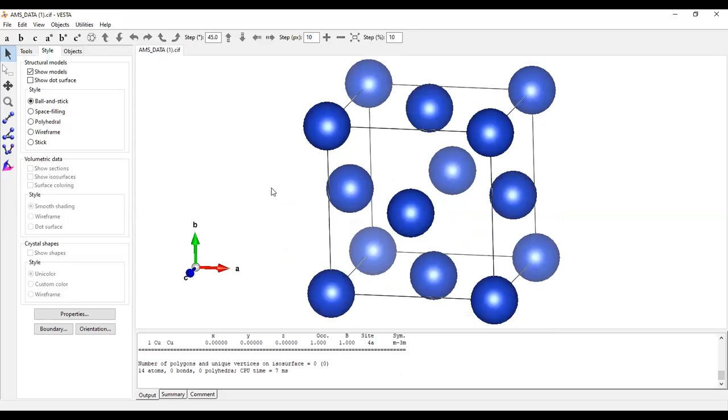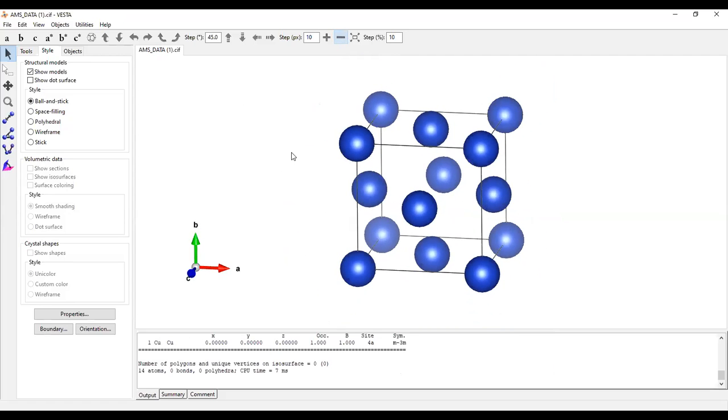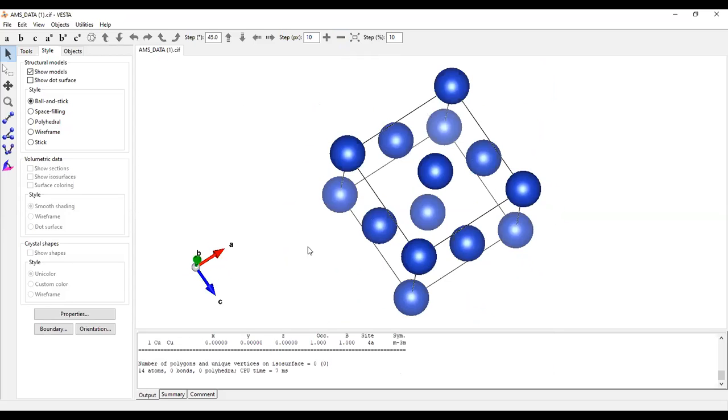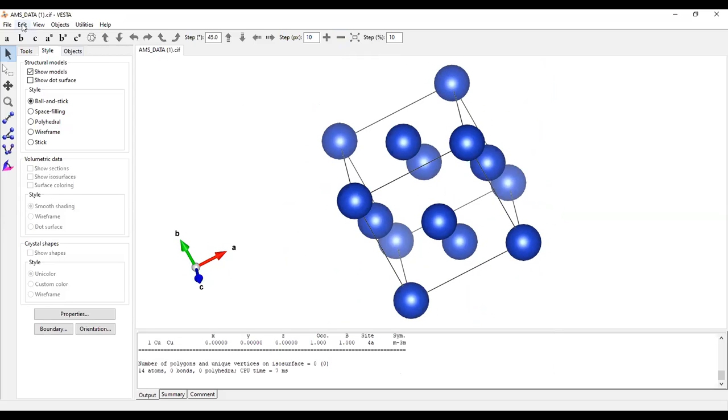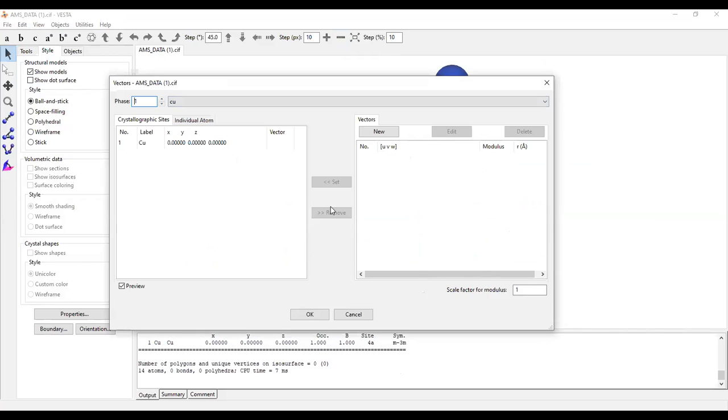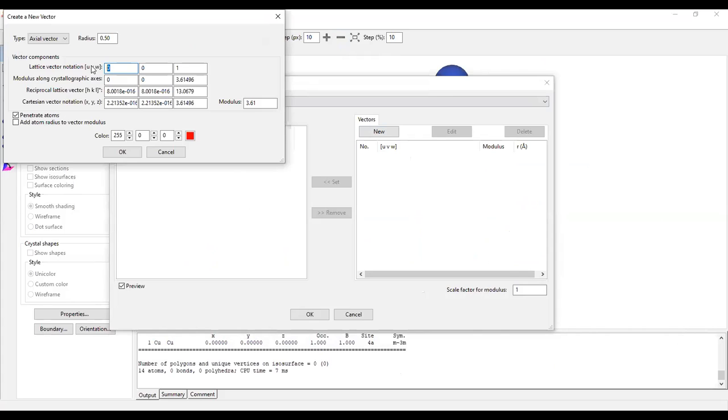Okay, so if you look at this structure, it's an FCC crystal structure, right? Now let's draw a direction in it. How we draw this direction in this software is not part of this course. I'm just showing you a visual of how this direction looks like. So let's say a new vector. A new vector is 1, 1, and 1, right? Let's reduce everything to 3.